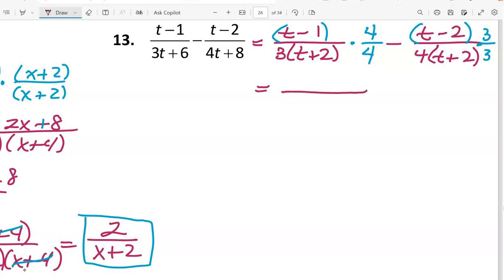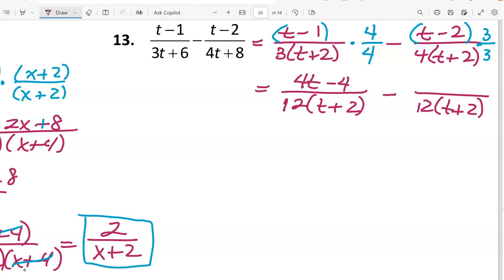So each of our denominators will have that new least common denominator of 12 times t plus 2. And in order to subtract numerators, which is what we do when we have subtraction of two fractions with like denominators, we have to multiply first by order of operations. So the numerator of the first fraction is 4 times t minus 1, which is 4t minus 4. The numerator of the second is 3 times t minus 2, which is 3t minus 6.